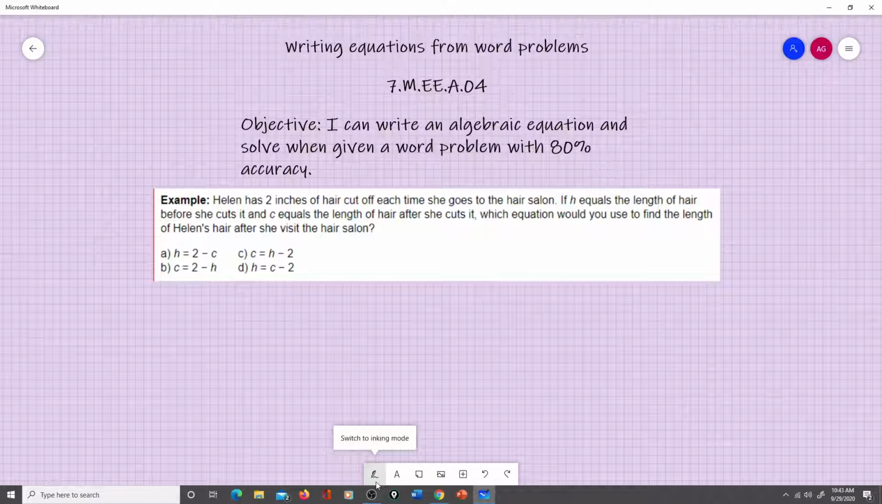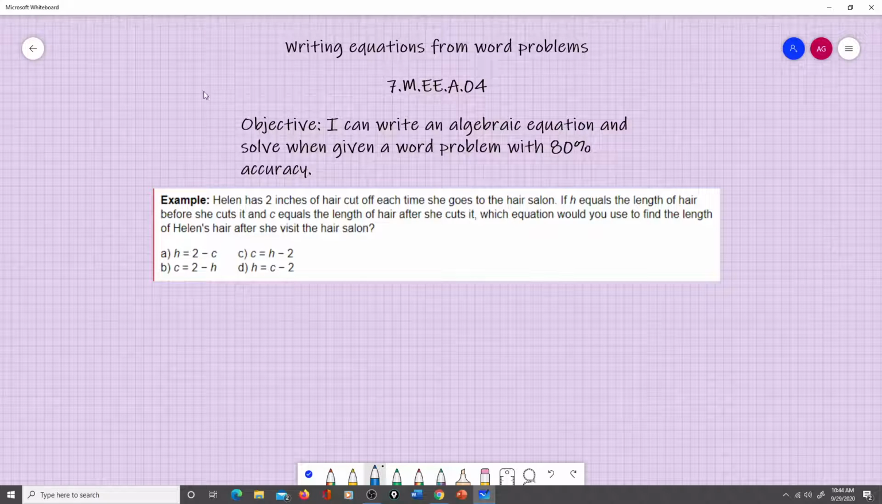So the example I'm going to use is: Helen has 2 inches of hair cut off each time she goes to the hair salon. If h equals the length of hair before she cuts it, and c equals the length of hair after she cuts it, which equation would you use to find the length of Helen's hair after she visits the hair salon? If we look at this problem from the beginning, it's kind of confusing, right? It's just giving us letters and equations, and we're supposed to make sense of it.